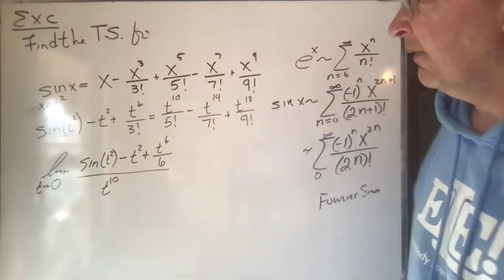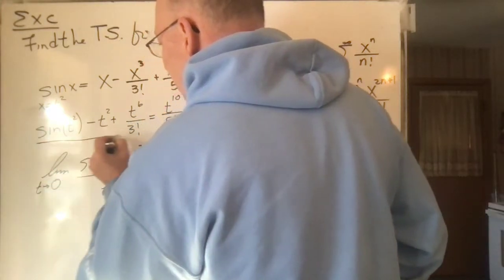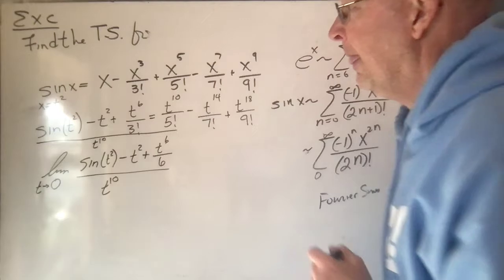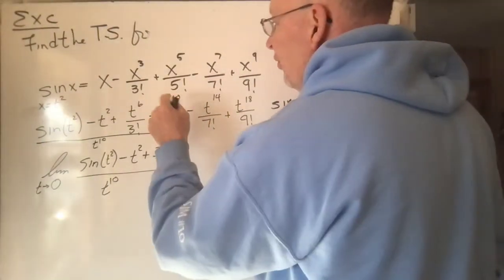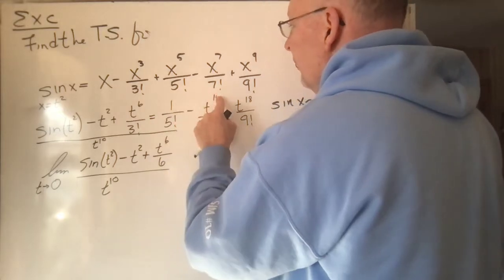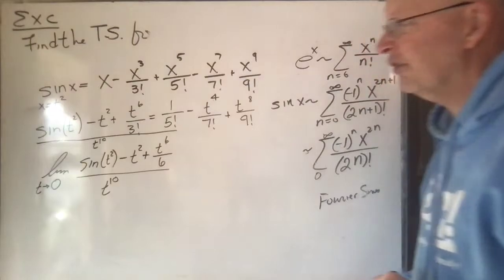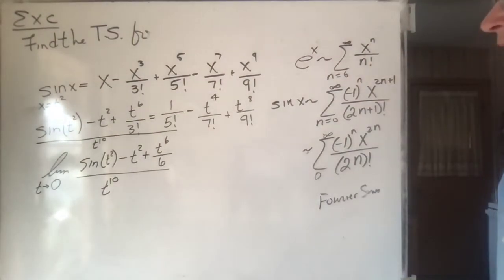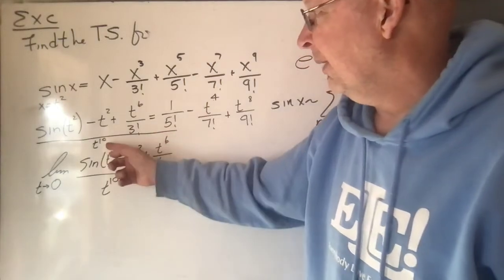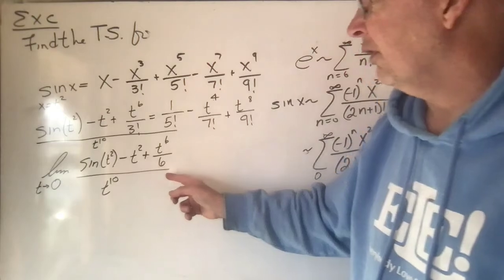And now I'm going to divide everything by t to the 10th. So t to the 10th right there. And that divides out so that this now becomes a 1. And this becomes t to the 4th. And this becomes t to the 8th, and so on. So you get that. And now you ask, what's the limit? There's my t to the 10th down there. What's the limit of this quantity as t goes to 0?